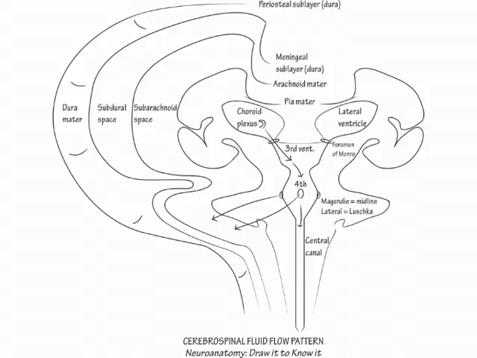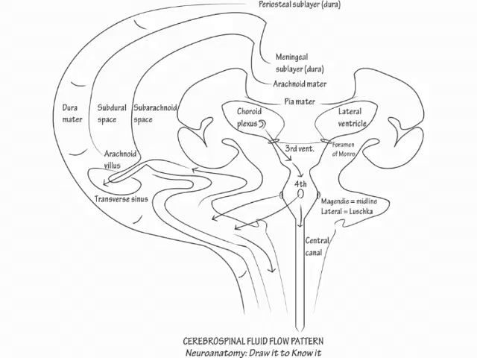Draw it flow into the spinal canal to bathe the spinal cord, and also rostrally into the cranial vault to bathe the rest of the brain. Next, show an arachnoid villus extend from the subarachnoid space through the subdural space into a venous sinus, in this instance the transverse sinus. Indicate that fluid passes into the arachnoid villus to be reabsorbed within the venous sinus. This concludes our cerebrospinal fluid flow diagram.